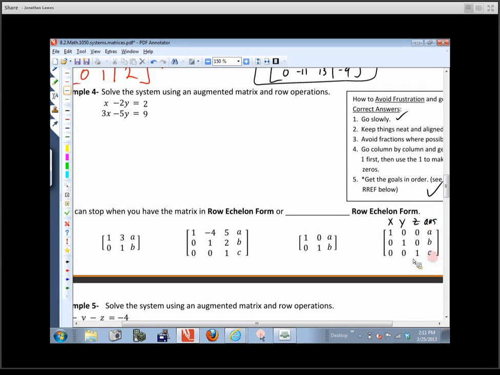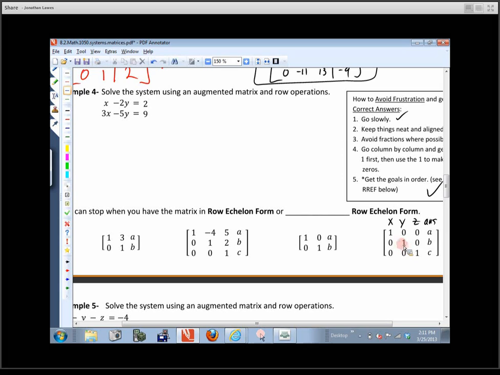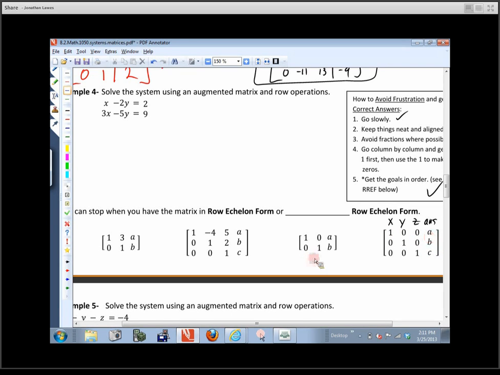Well, let's look at this last equation right here. How many X's? No X's, right? How many Y's? 0. How many Z's? There's one Z, and what does it equal? It equals C. Let's look at this row right here. No X's, no Z's, but you've got one Y, and what does it equal? It equals B. What does X equal? X equals A. So you can look at this and read off the answer. Let's look at this one right here. Same thing. No X's, one Y equals B, so Y equals B, and X equals A.